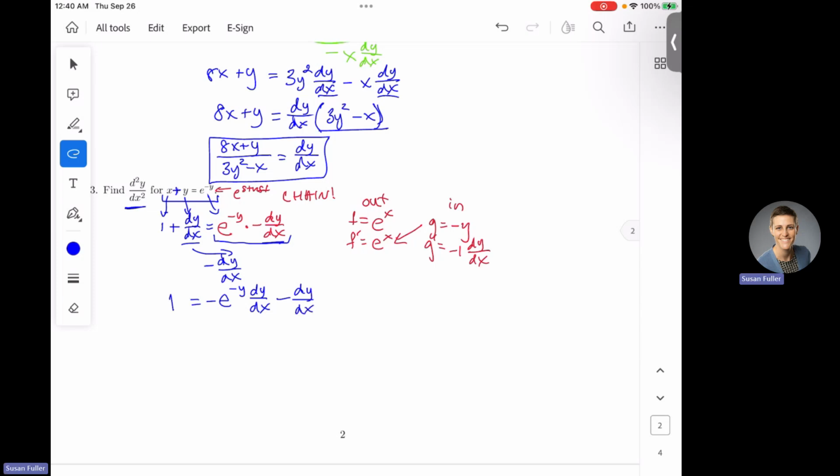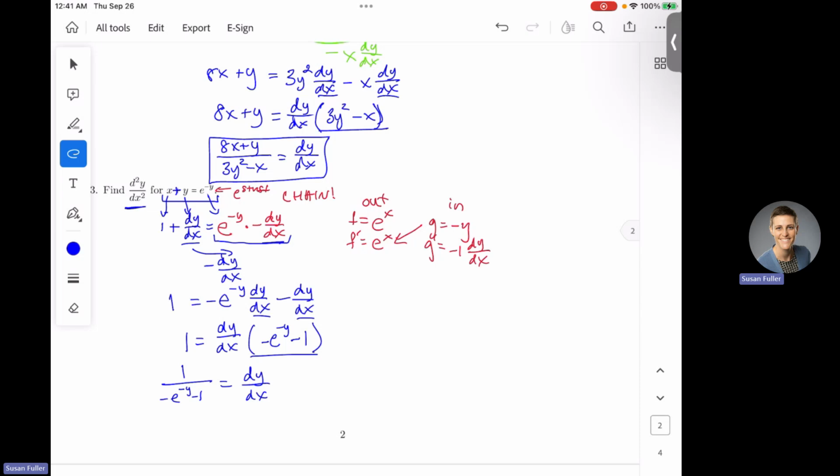And again, I have a dy dx on everything over here, so I'm going to factor it out. And I'm going to get negative e to the negative y minus 1. I still have that 1 over here. And now to get dy dx by itself, we're going to divide this thing off of both sides. So 1 over negative e to the negative y minus 1. That's our dy dx. That's our first derivative. But we're not done. We were asked for the second derivative.